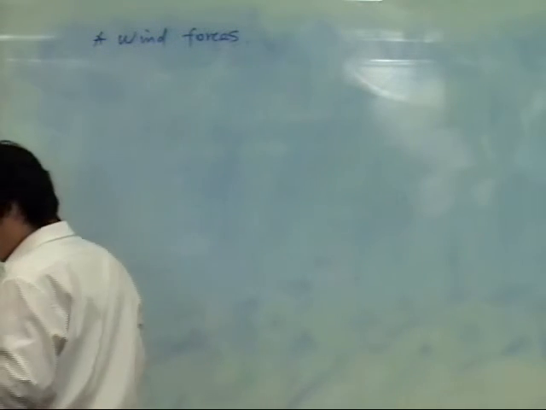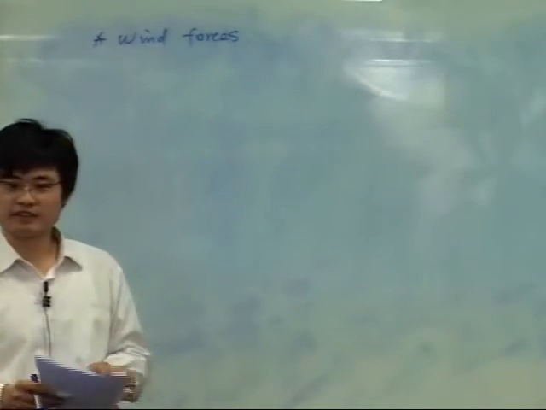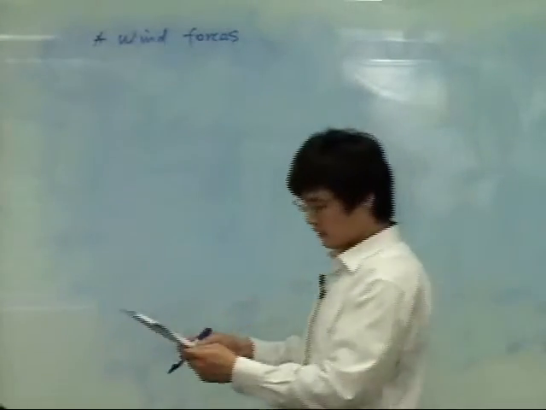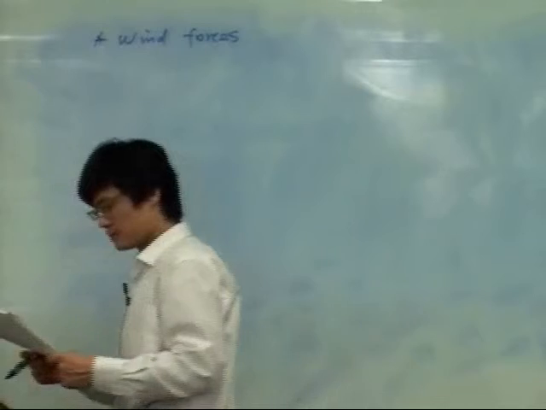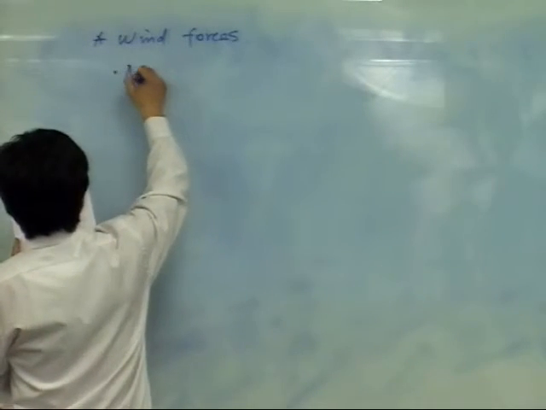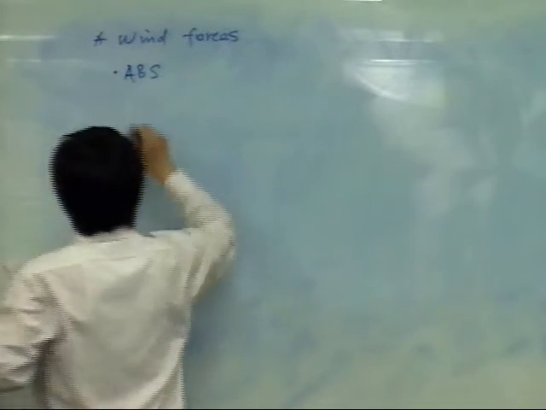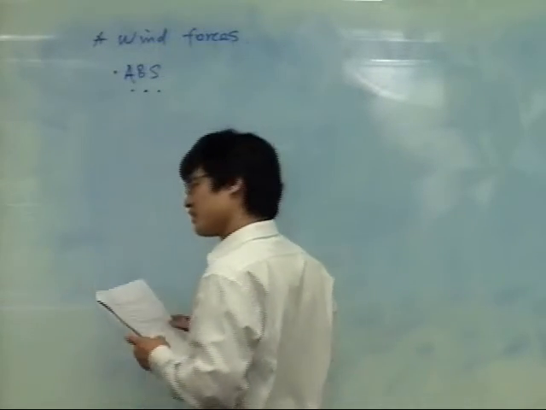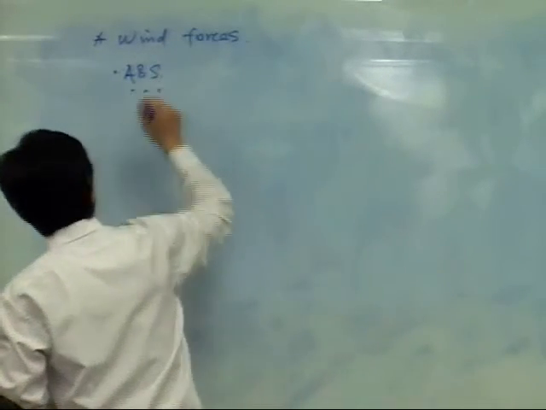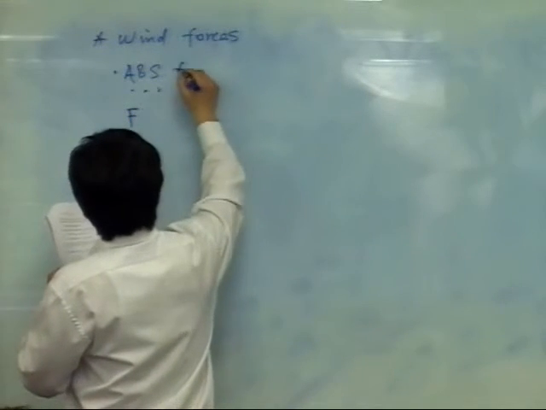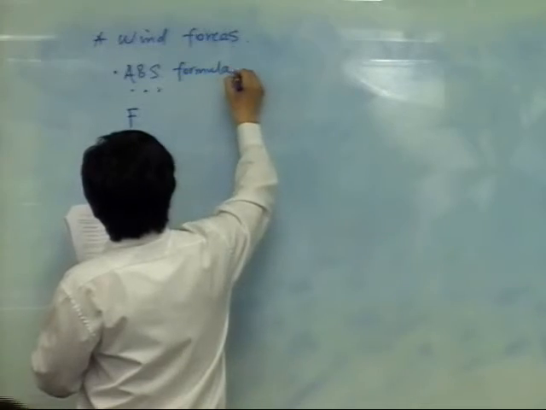Typically, when we do this, we need rules or principles, like rules from ABS, rules from API, the American Petroleum Institute. And I'm sure you know ABS, right? American Bureau of Shipping. Bureau of Safety or Shipping? I think it's Shipping.